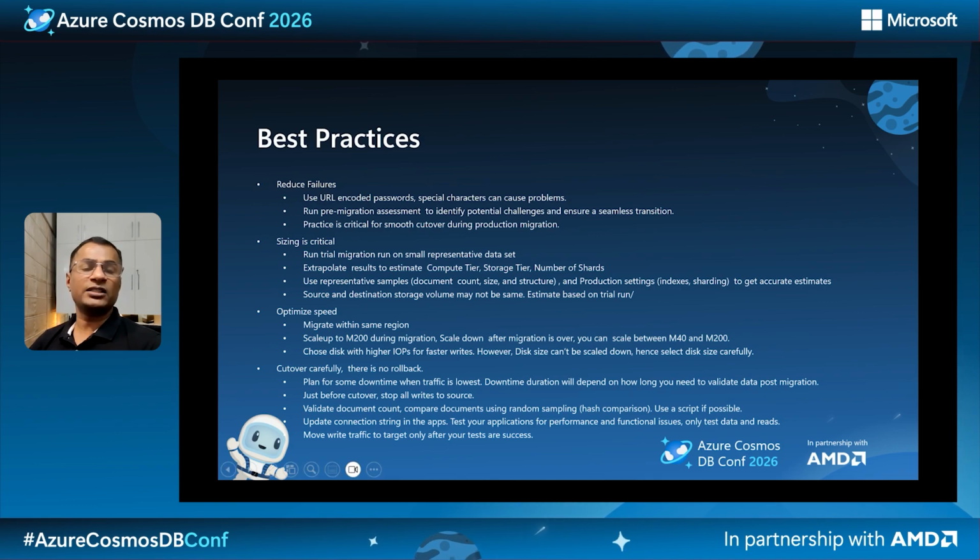So do practice and make sure that you don't wait for the last minute. Sizing is critical. The data storage size on the source and the storage size on the destination can be different because of the different compression algorithms that we have. So do some trial runs on a small data set, extrapolate those numbers, and that would give you clear numbers on what should be the compute tier, what should be the storage tier, how many shards should we use, etc.